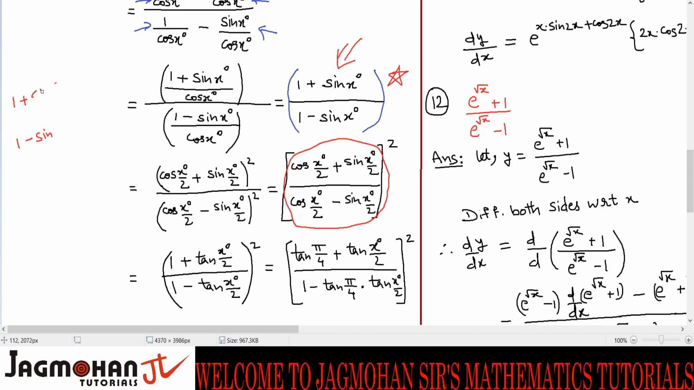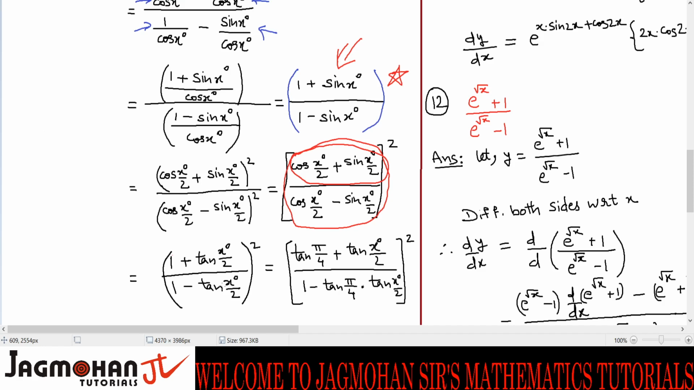I divide numerator and denominator by cos of x degree by 2. So when I divide numerator by cos x degree by 2 and the denominator also by cos x degree by 2, this whole thing I divide by cos x degree by 2. So here I get 1, and sin x degree by 2 upon cos x degree by 2, I get tan of x degree by 2. And the denominator I get 1 minus tan x degree by 2.